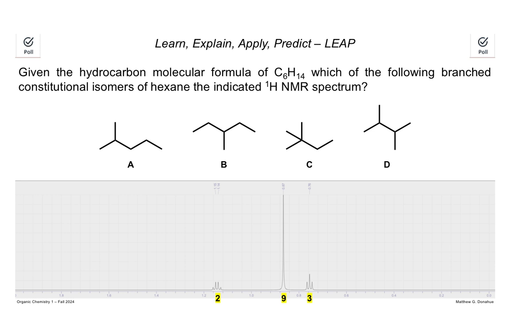I want to point out 2 things. If you just count, we would say that's one signal. This is a second signal, that's a third signal. So that's what we mean by hydrogen sets. The highlighted number in yellow underneath, that's the ratio number. So 3 sets in a ratio of 9 to 3 to 2. And so as we just saw, that belongs to structure C.